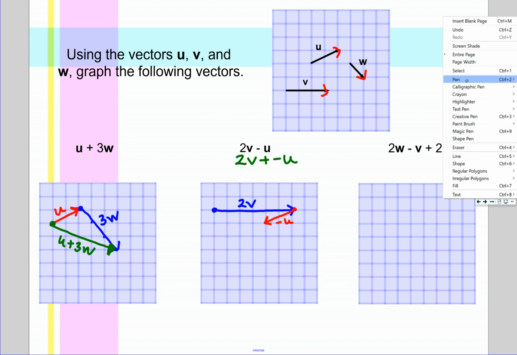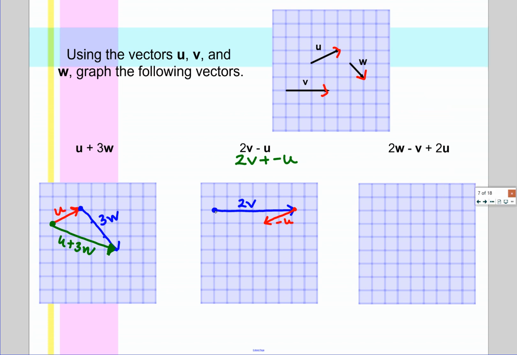Connect the 2, get your resultant. 2v minus u. Make sure you have an arrow at the end of that one. Okay. All right, one more.